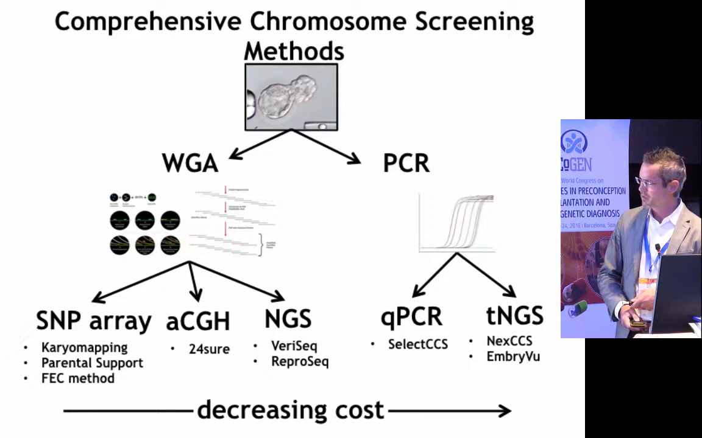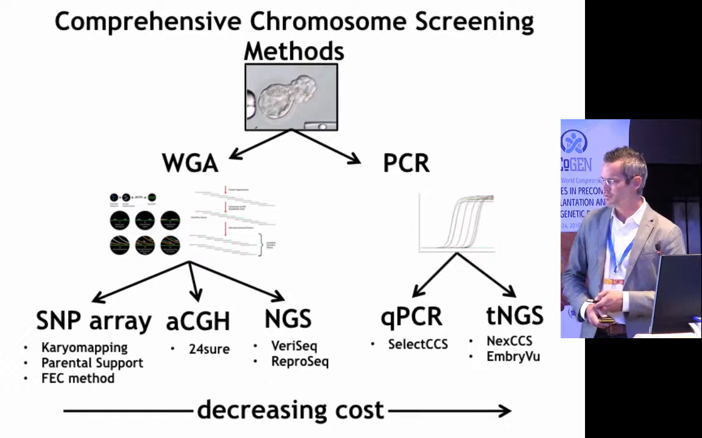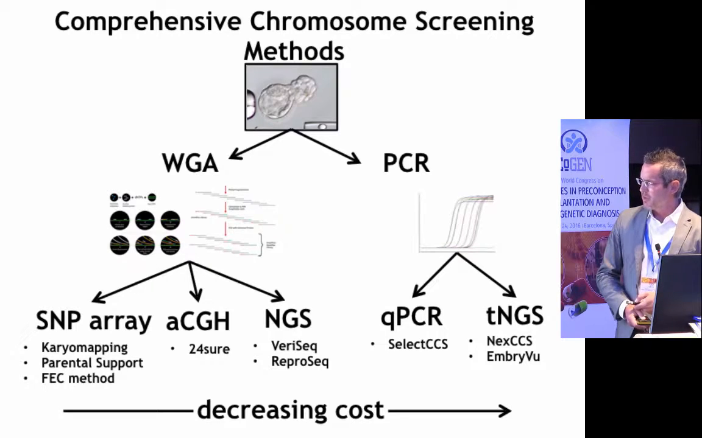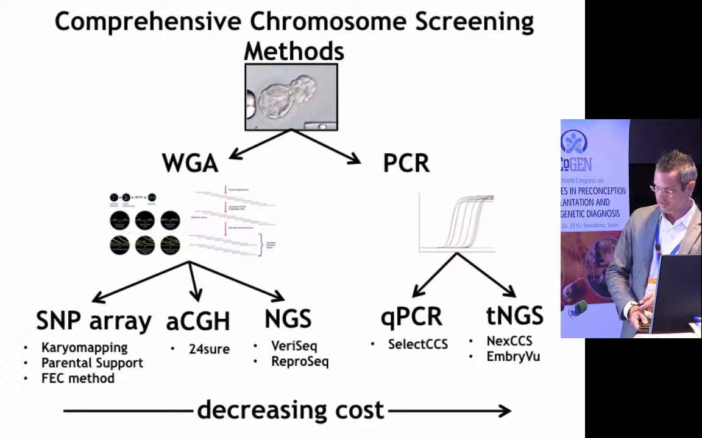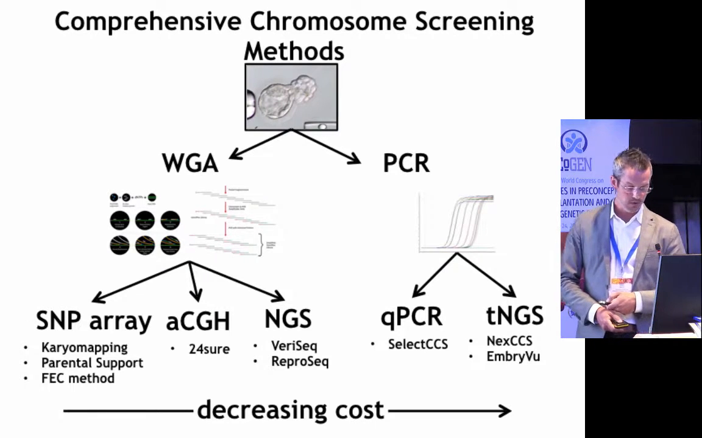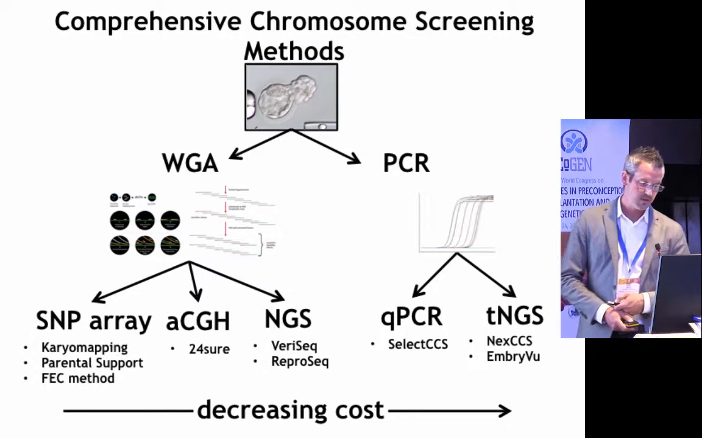aCGH uses whole genome amplification, and the most common platform is 24-SURE. There are a variety of platforms for whole genome amplification-based next-gen sequencing, VeriSeq and ReproSeq. We've heard about VeriSeq primarily today. A research foundation now performs what's called Select CCS, which is a qPCR methodology, as well as Next CCS, which is a targeted next-gen platform. And then a group, Good Start Genetics, performs something called EmbryoView, or EmbryoView with targeted next-gen sequencing.